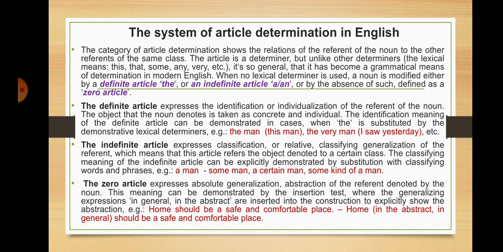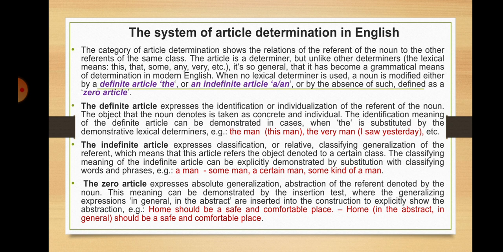The definite article expresses the identification or individualization of the referent of the noun. The object that the noun denotes is taken as concrete and individual. The identification meaning of the definite article can be demonstrated in cases when the is substituted by the demonstrative lexical determiners: the man, this man, the very man I saw yesterday. The indefinite article expresses classification or relative classifying generalization of the referent, which means that this article refers the object denoted to a certain class.